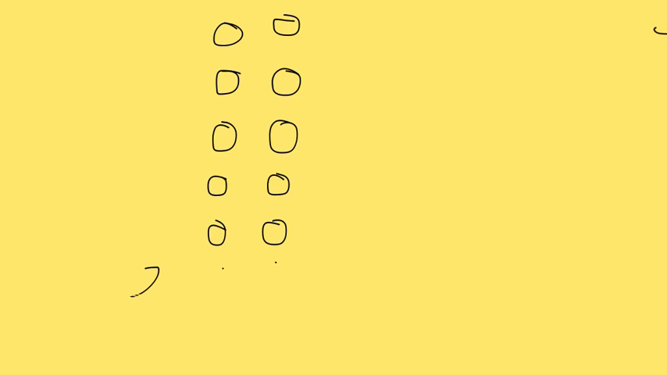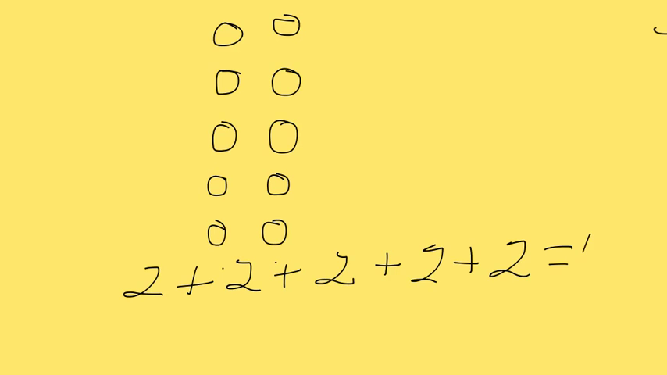So I see 2 circles in the first row, plus 2 circles in the second row, 2 circles in the third row. Am I done? No. You can see there's a 4th row and a 5th row, and that equals 10 circles altogether.